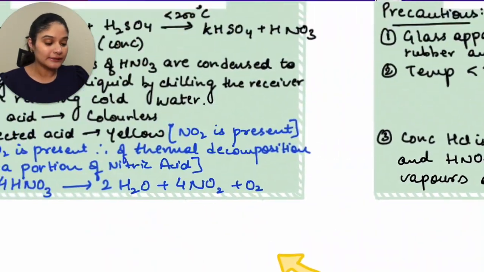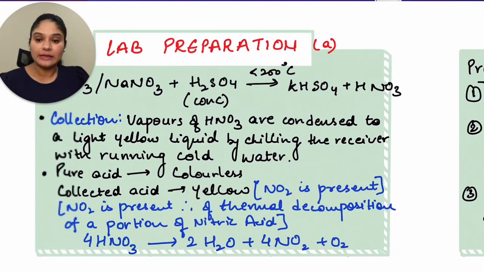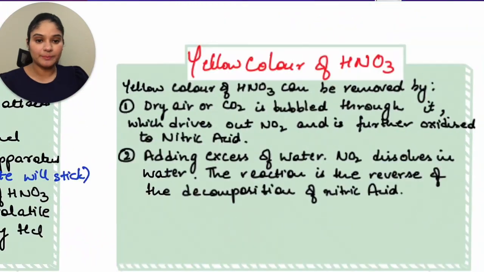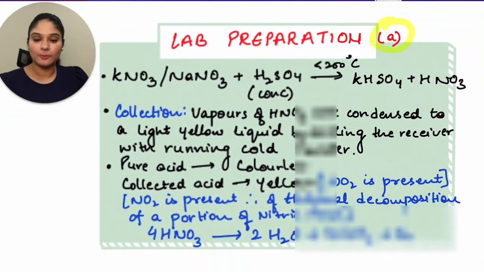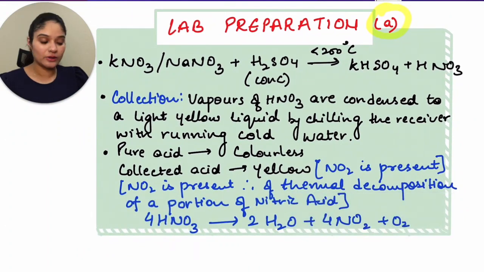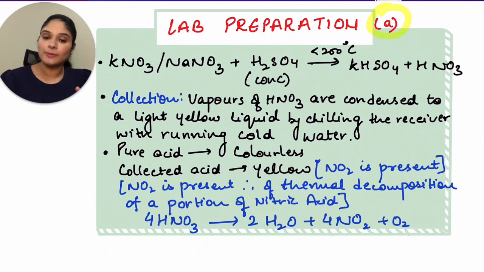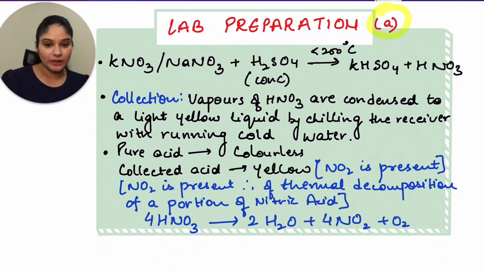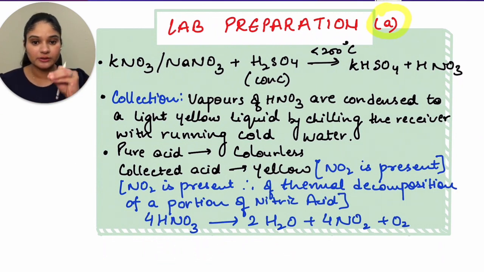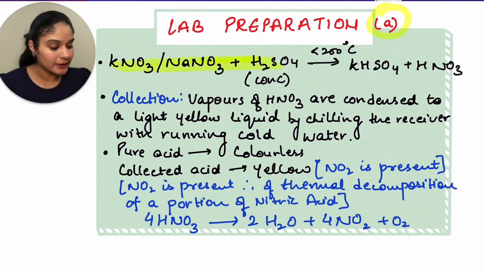Now let's get started with the lab preparation. Lab preparation has sections, since you can see A written over here. So A, B, C. This is the yellow color of HNO3. So this is your 2-3 portions of lab preparation. Let's start with the first portion. That is your basic equation for the lab preparation of nitric acid. So it can be prepared by using either potassium nitrate or sodium nitrate, reacting it with concentrated sulfuric acid at a temperature lower than 200 degrees Celsius. You get KHSO4 plus HNO3.